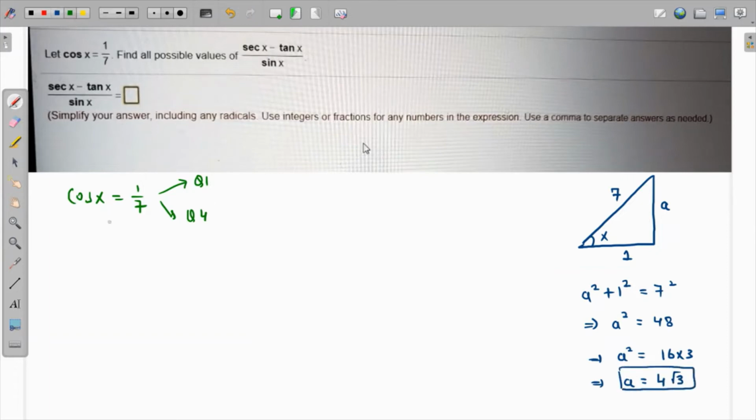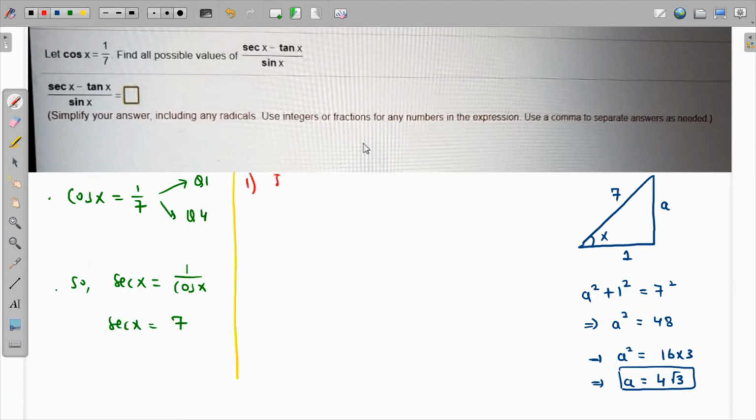Okay. Now we need to get the value of sec, tan, and sine. Sec is the reciprocal of cos, so sec is pretty much straightforward. There's no confusion in it. That's going to be 7. But what about tan and sine? So tan and sine has two possible options.